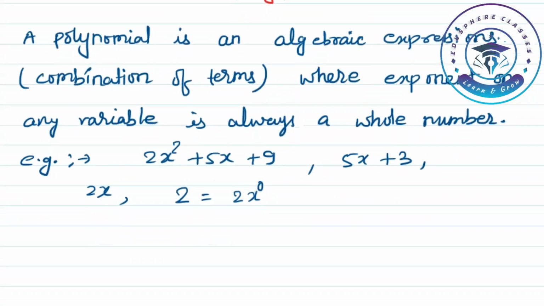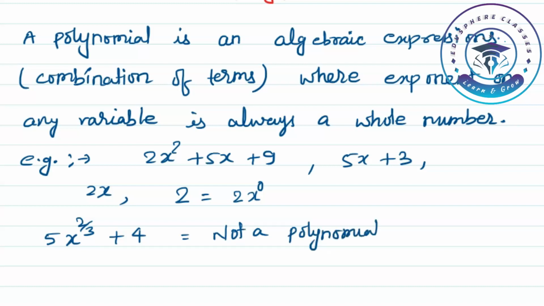Now suppose we have 5x to the power 2 over 3 plus 4. This is not a polynomial, because here you can see the exponent on the variable is not a whole number but a fraction. Similarly, if any negative power is there, like 2x to the exponent negative 2 plus 1, here we have a negative exponent on the variable, so this is also not a polynomial.